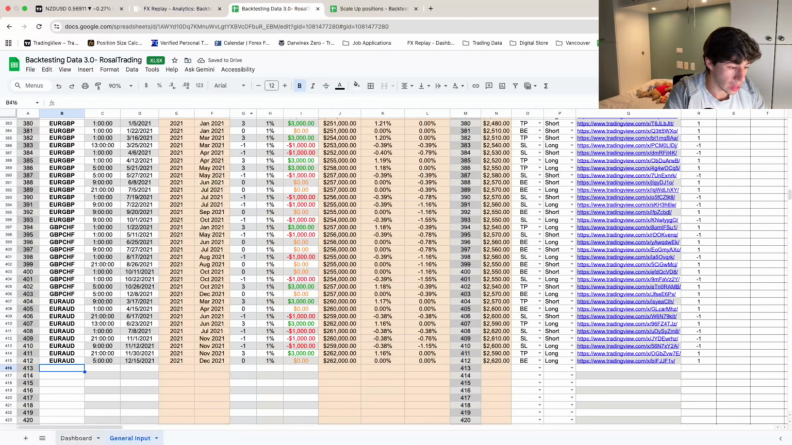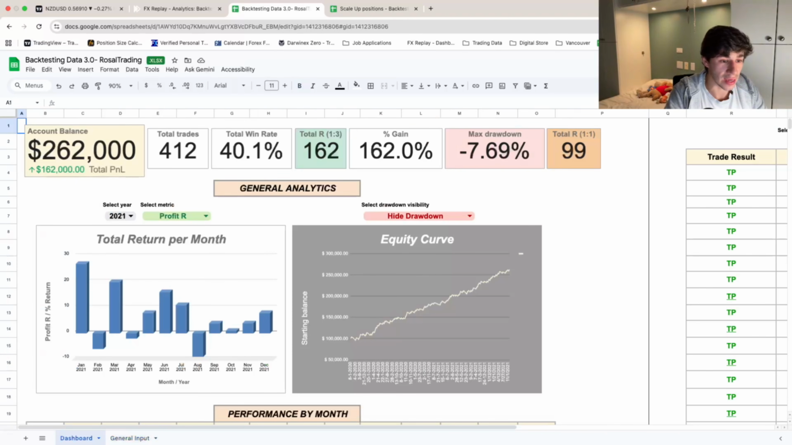By the way, this is how my backtesting data is looking at the moment. So I've taken so far 412 trades with a 40.1% win rate, a total of 162R in profit. We can see the equity curve. This is what I'm talking about. A super consistent equity curve. I don't need to make more. I don't need to increase my win rate. I don't need to refine more. I don't need to overcomplicate things because this equity curve is amazing. I'm able to make money consistently in the long run.